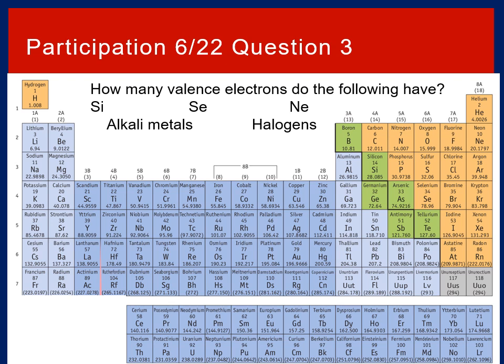Participation 622, question 3. How many valence electrons do the following have? Si, Se, Ne, alkali metals, and halogens. This is the third question on participation 622, due Monday, June 22nd at 11:59 p.m. over on Blackboard. The link to the assignment is right below the links to these videos. Again, how many valence electrons do the following have? Si, Se, Ne, alkali metals, and halogens.